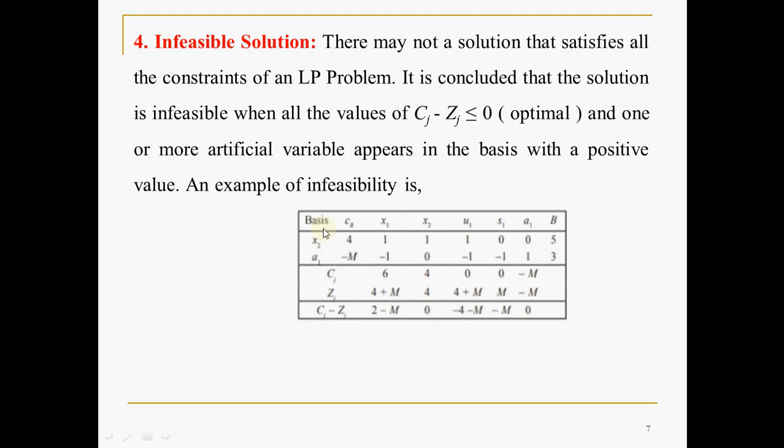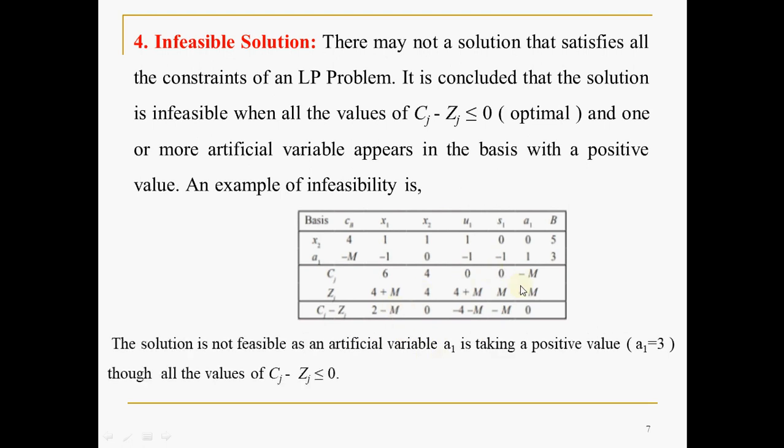So let us take this. This is as usual the basis, CB, x1, x2 and so on. What is your observation? Pivot row, pivot column, all that, it's a routine. And here A1, so x2 is the basic variable. Of course, x2 also cannot be negative. It should be positive only.